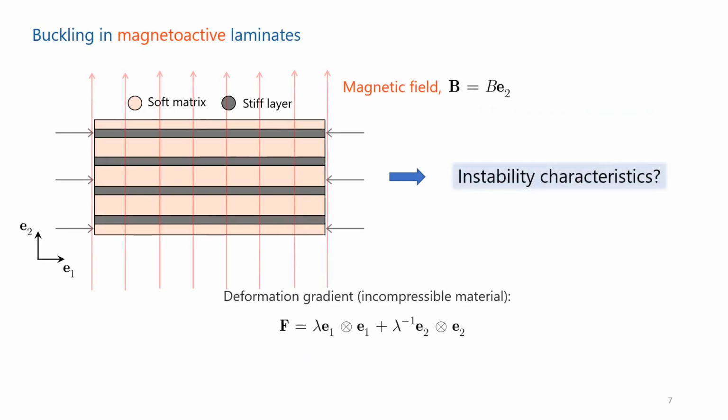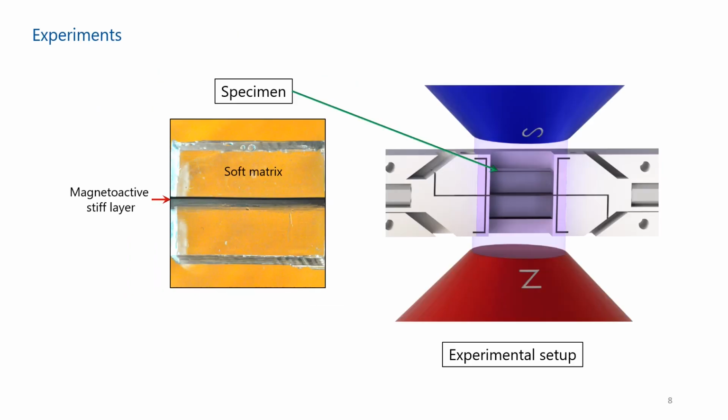In our study, we consider the layers to be magnetically active, and we study how its buckling behavior changes in the presence of magnetic field that is applied perpendicular to the layers. We started with experiments on a single layer. The specimen consists of magnetoactive layers sandwiched within a soft matrix, and it is compressed horizontally along the layers in the presence of vertical magnetic field.